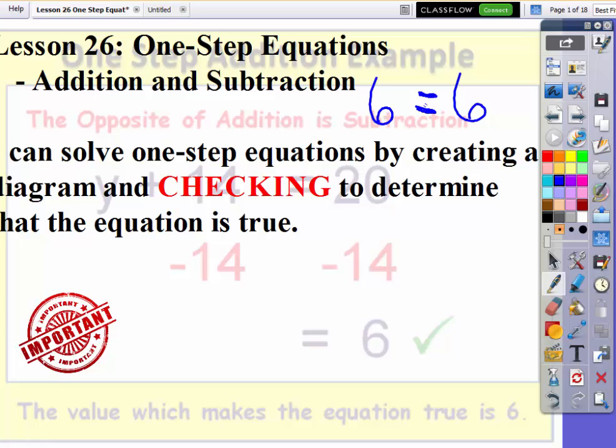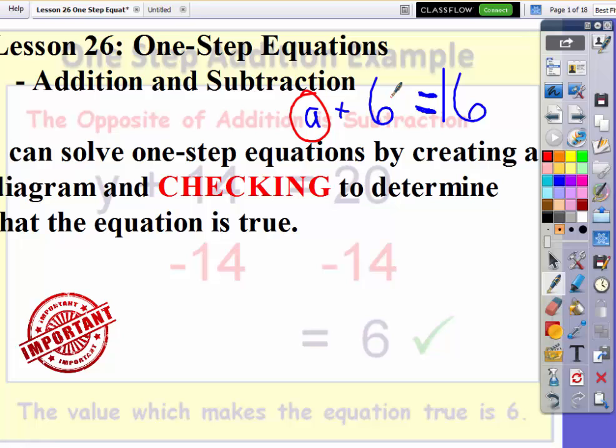How it's going to be different today, though, is we are going to have a variable. So remember, a variable is a letter that stands for some number. We don't know what that number is. So we have to figure out, in this case, what would a equal? a plus 6 equals 16.